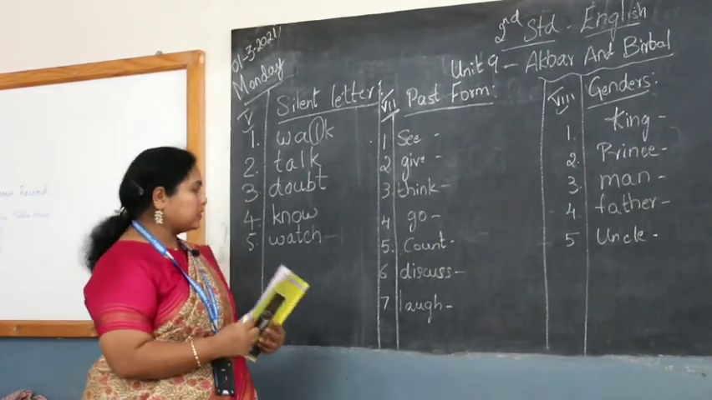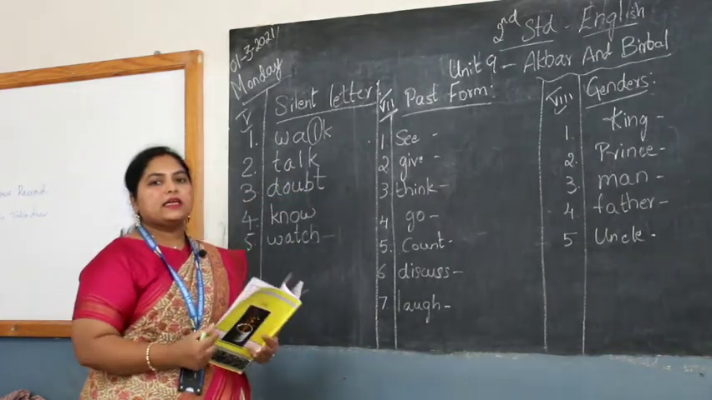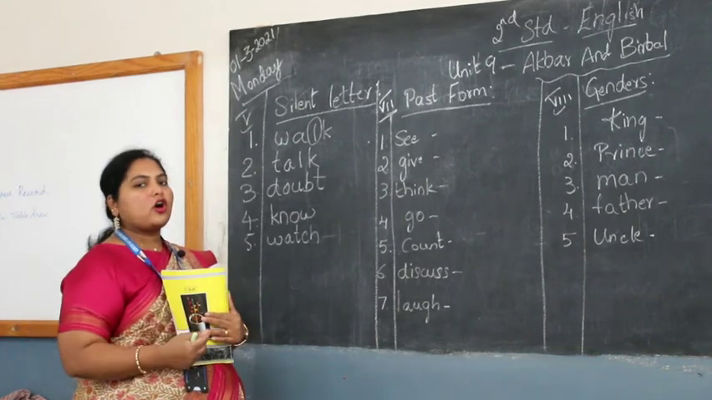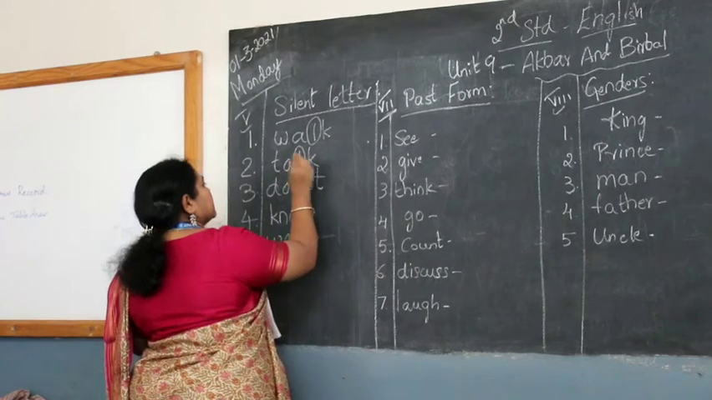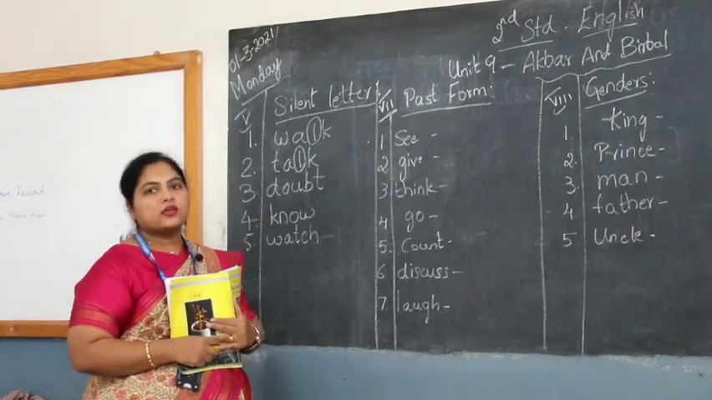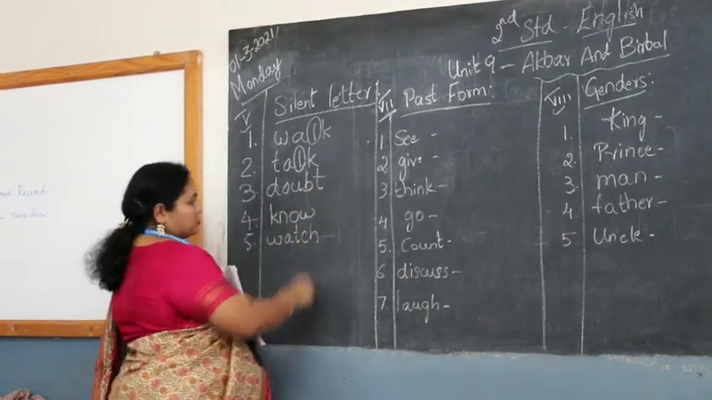Now the next word, T-A-L-K. What's T-A-L-K? It's talk. Again, L is a silent letter. The letter L is not pronounced when you say talk. So L is silent.